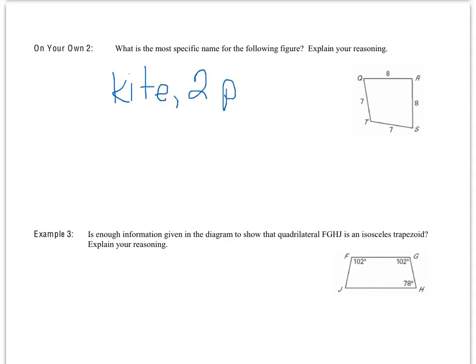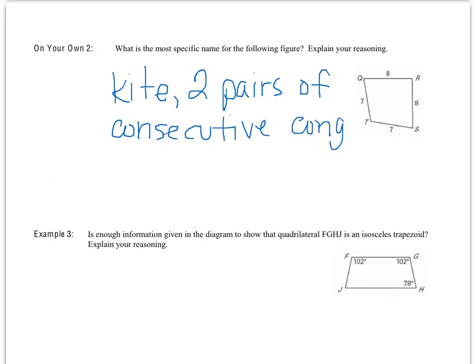because we have 2 pairs of consecutive congruent sides. Next one is, is enough information given in the diagram to show that the quadrilateral FGHJ is an isosceles trapezoid? Well, looking here, I've got this angle and this angle being congruent, and those could be our base angles. So I have 1 pair of base angles congruent, so yes, it's enough information.